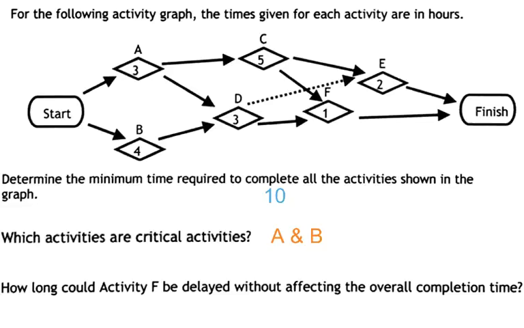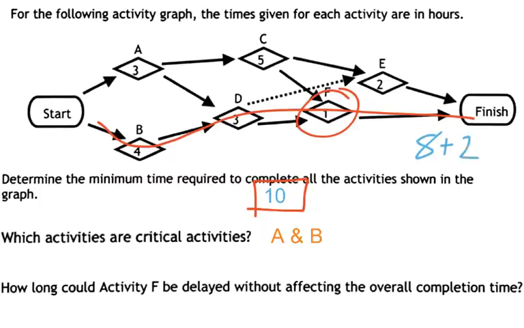Now, how long could activity F be delayed without affecting the overall completion time? Now, that overall completion time is 10 hours. And the path that includes F is an 8-hour path. That means 10 minus 8 is 2 hours. That means activity F could be delayed by 2 hours without affecting the overall completion time.